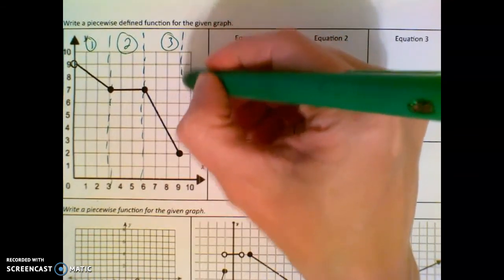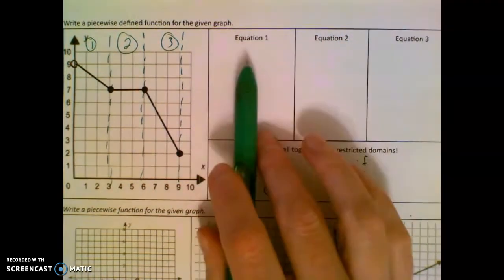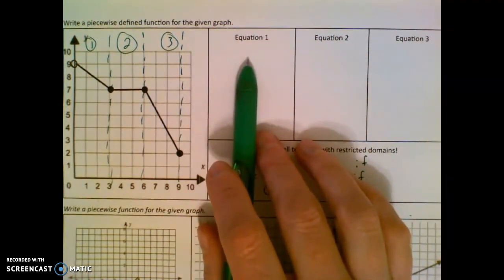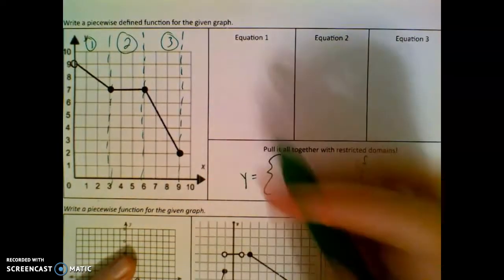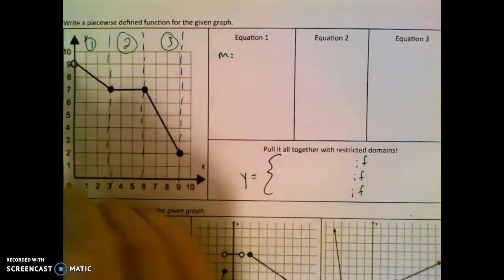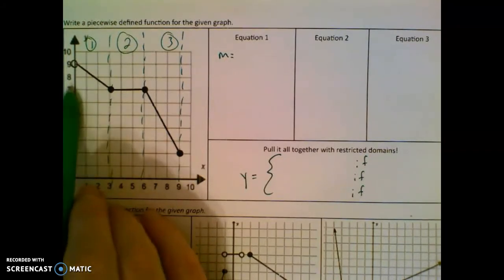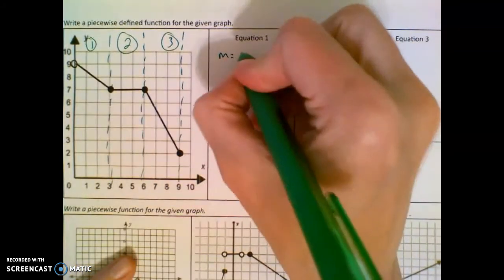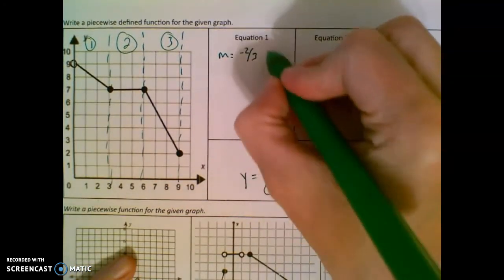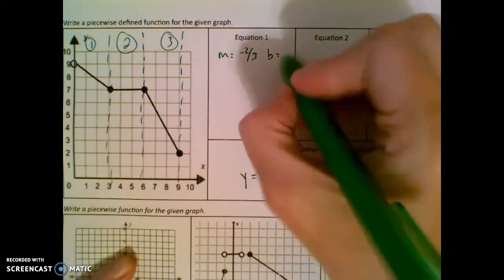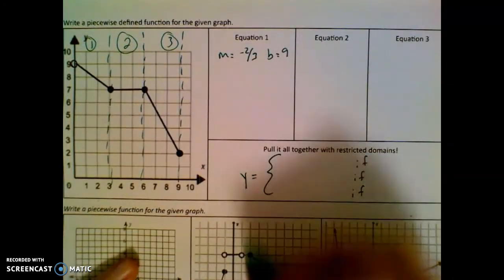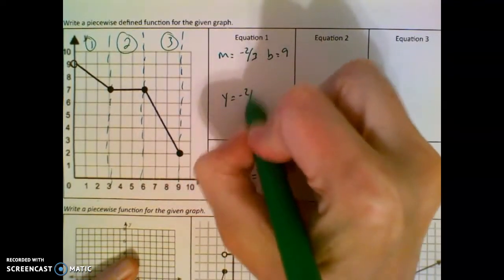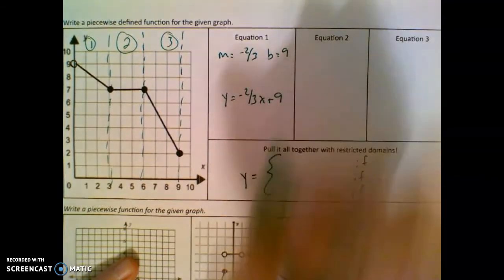Okay. So equation 1, in order to know an equation, you have to know slope and intercept because I'm only giving you linear. So I can see my slope is, just count down and over. It goes down 1, 2, over 1, 2, 3. My slope is -2/3. My intercept is 9. Therefore, my equation is y equals -2/3 x plus 9.